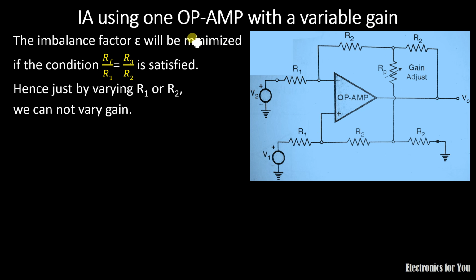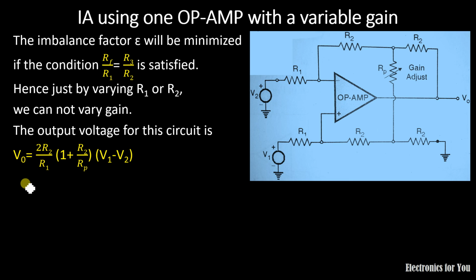If you want variable gain, the circuit will be like this, and the output voltage will be given by VO equals 2 times R2 upon R1. Here R2 are all these resistances. It is 2 times R2 upon R1 times 1 plus R2 upon Rp multiplied by V1 minus V2. So here if you vary this Rp, that is the variable gain, you can adjust the gain, and therefore you can adjust the output voltage.